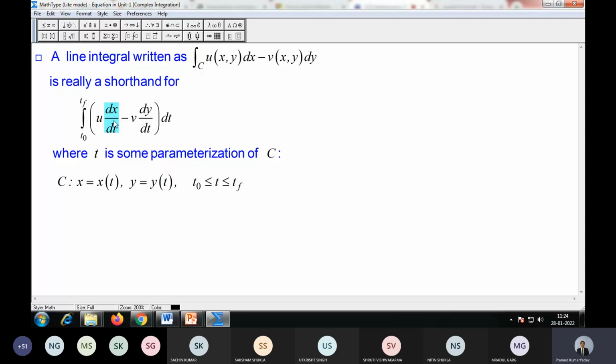So the values of x and y are given in terms of t. It means dx by dt is known in terms of t, and dy by dt is also known in terms of t. So this is all in terms of t, and we are going to integrate this with respect to t. So we can do the integration, where t is some parameterization of c. C means x equals a function of t and y equals a function of t. So from the limits a and b, we may find the limits of t also, that is t naught to t.